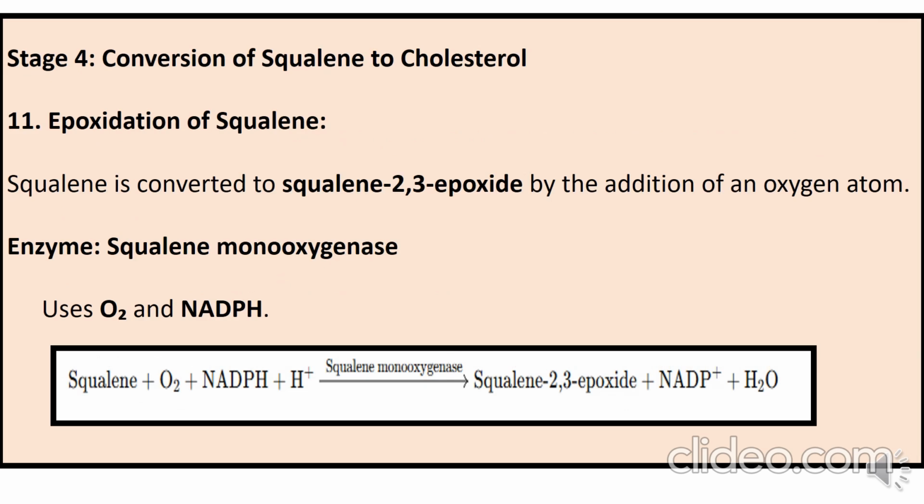Stage 4, the last stage, conversion of squalene to cholesterol. Epoxidation of squalene: squalene is converted to squalene 2,3-epoxide by the addition of an oxygen atom, and the enzyme involved here is squalene monooxygenase, which uses oxygen and NADPH. So squalene plus oxygen plus NADPH plus H+ gives squalene 2,3-epoxide plus NADP+ plus water, and the enzyme involved here is squalene monooxygenase.